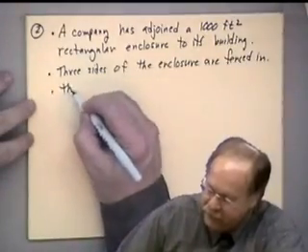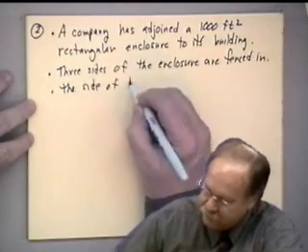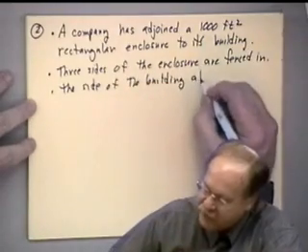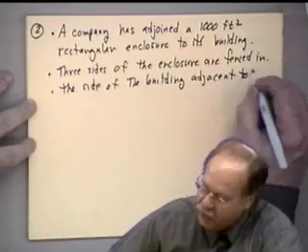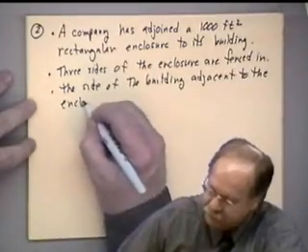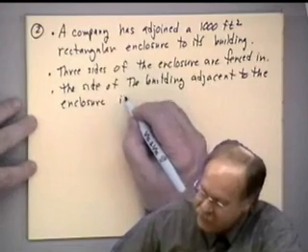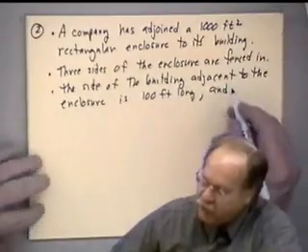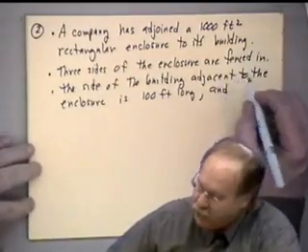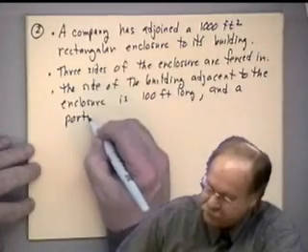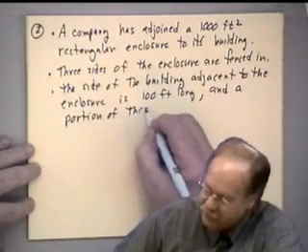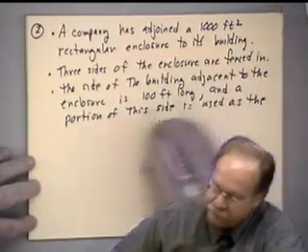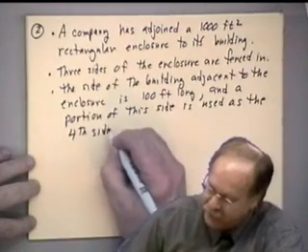All right. Then there is the side of the building that butts up against this enclosure. So the side of the building, say, adjacent to the enclosure, this pen that we are creating, is 100 feet long. And the enclosure may not be 100 feet long itself, so we'll write down that a portion of this side of the building is used as the fourth side of the enclosure.